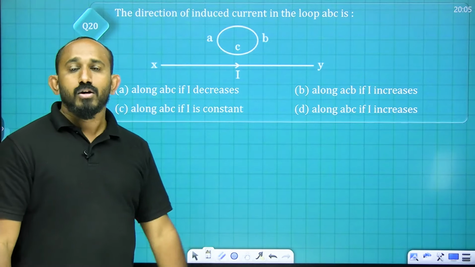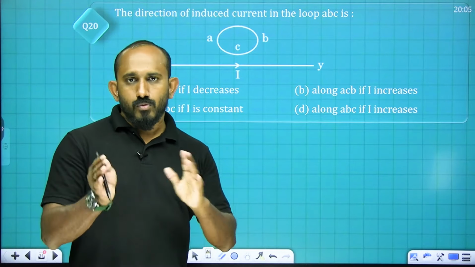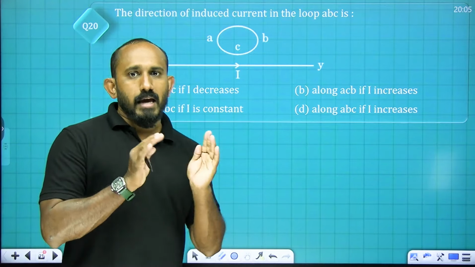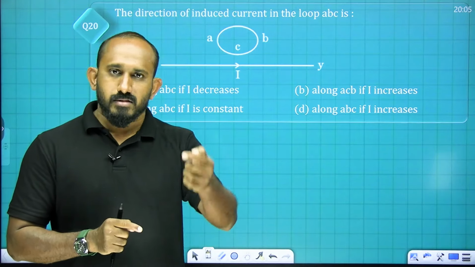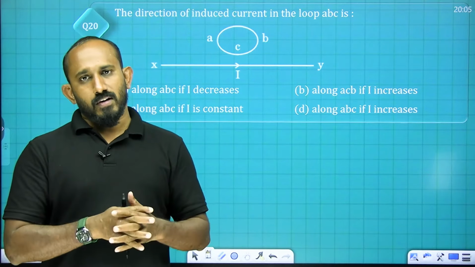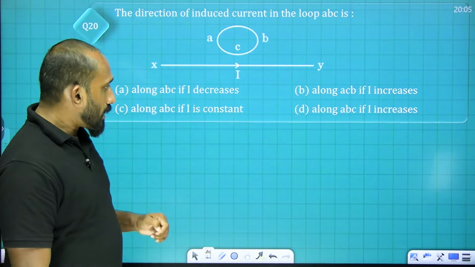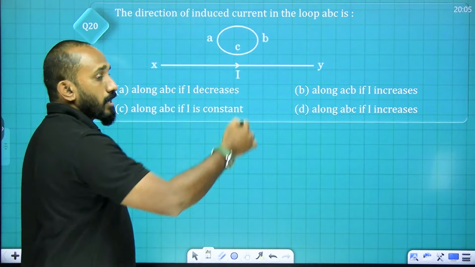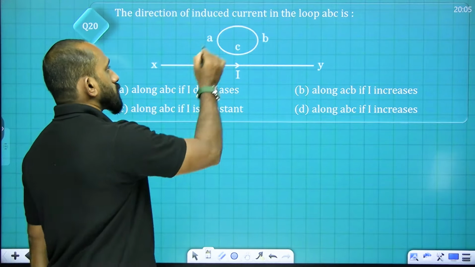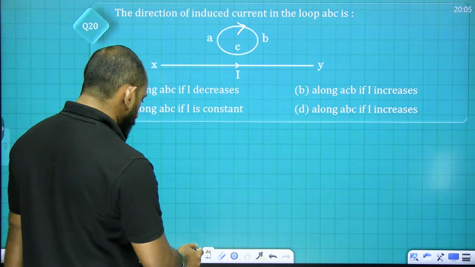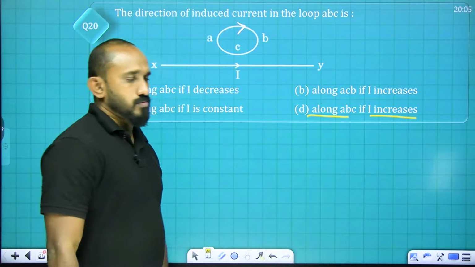So along ABC, you know Lenz's rule and Faraday's law. We have the equation E is equal to minus N d phi by dt. The negative sign shows that the direction of induced current will be in such a way that it opposes the change in magnetic field. So if current is increasing from left to right, then this induced current should be clockwise in order to oppose this increase. Clockwise means it should be ABC. So the current should be along ABC if I increases.